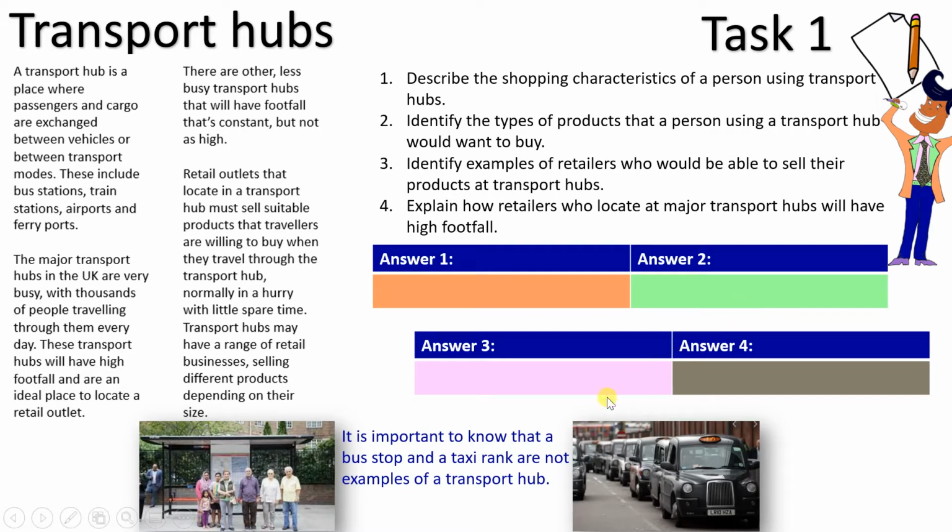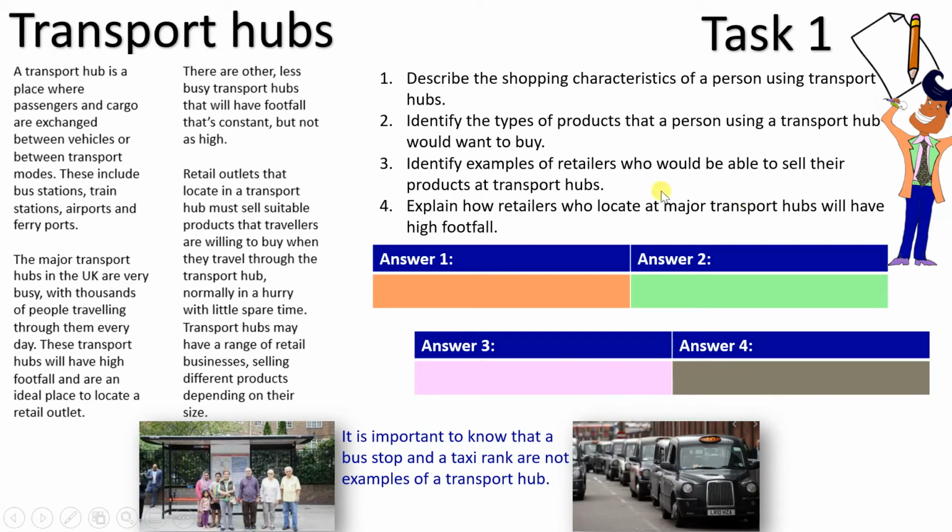Question 3 for the pink answer 3 box on the left. Identify examples of retailers who will be able to sell their products at transport hubs. So you might need to go and find some images and have a look at who sells at a transport hub, or think about the products and think what products are there and who sells those products, and those will be your answers. Let's name 4 of them in the answer 3 pink box.